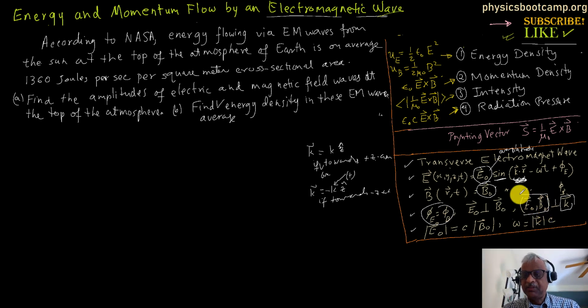The plane in which these two vectors lie is perpendicular to the direction in which the wave is flowing, and the magnitudes of these amplitudes are related like this, and the magnitude of the wave number and the angular velocity are related to the speed of light. So I hope you know this. Watch a video before this one if you are rusty on this, or look it up in a textbook.